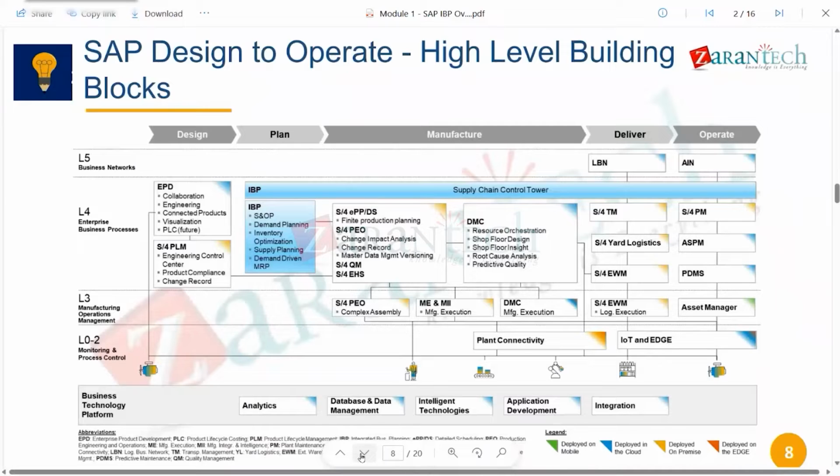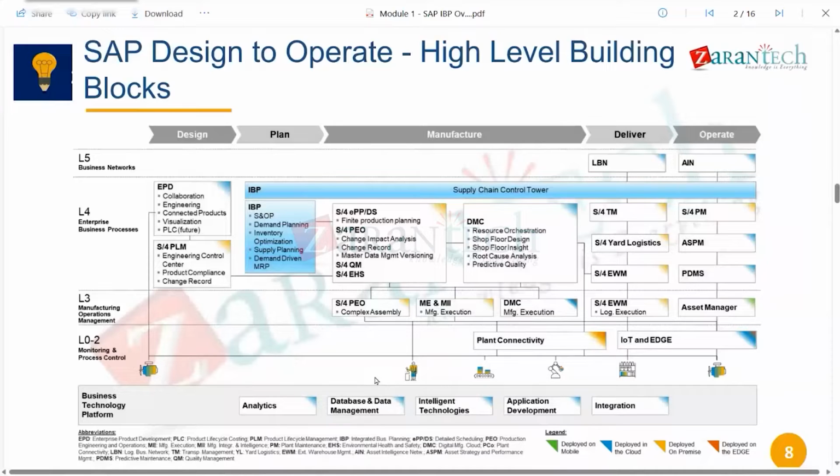These are all terminologies related to the SAP IBP functionality, and at the bottom you see the abbreviations for all these terminologies or all these tools. So EPD stands for Enterprise Product Development. This is basically used for the designing of the product. IBP can provide you a flexible solution or tool called EPD. Within this EPD, you can do the collaboration, you can do the engineering drawing studies, you can get the products connected, you can visualize the product, and so forth.